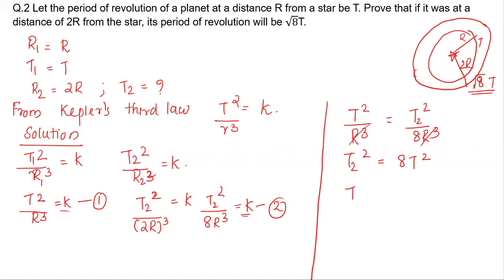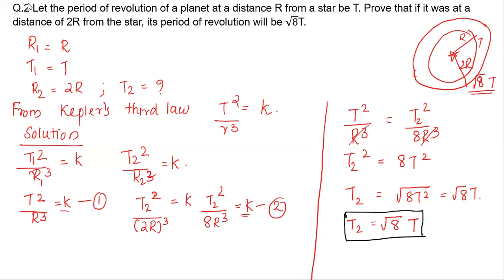We want t2. To find out t2, take the square root. Square root of 8t square. 8 is not a perfect square, so write it in root only. Square root of t square is t. So we got t2 is equal to under root 8t. What we want to prove? If the distance is 2r, then its period of revolution will be under root 8t. So we proved. Okay, is that clear?